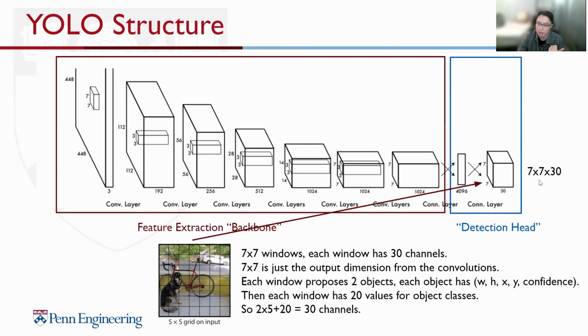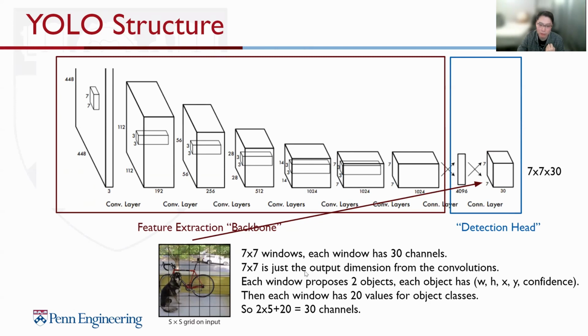The last layer is 7 by 7 by 30. So why is it 7 by 7 by 30? 7 by 7 is because any input image is being divided into 7 by 7 windows. And each window has 30 channels. That's why the last layer dimension is 7 by 7 by 30.